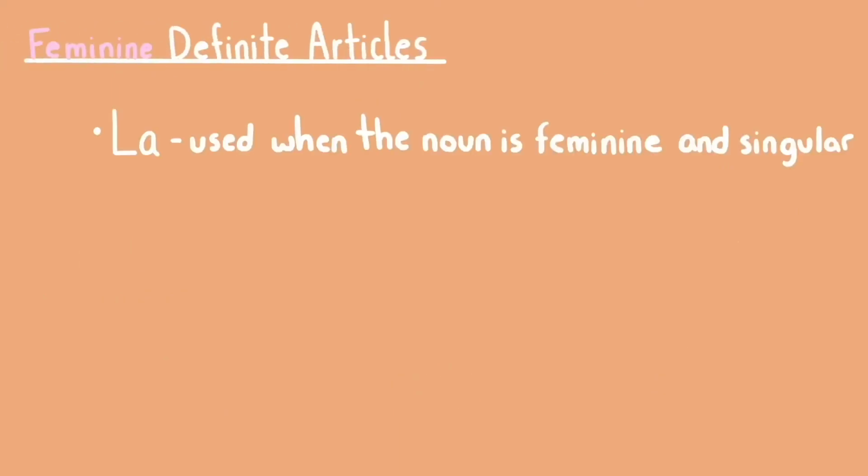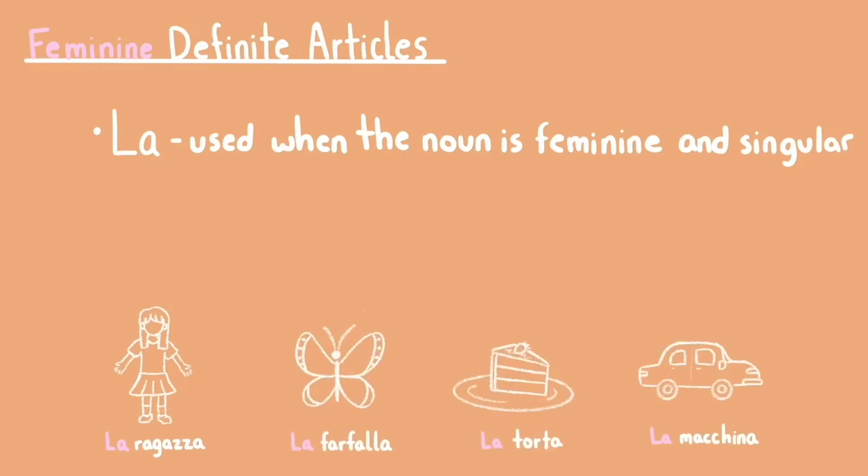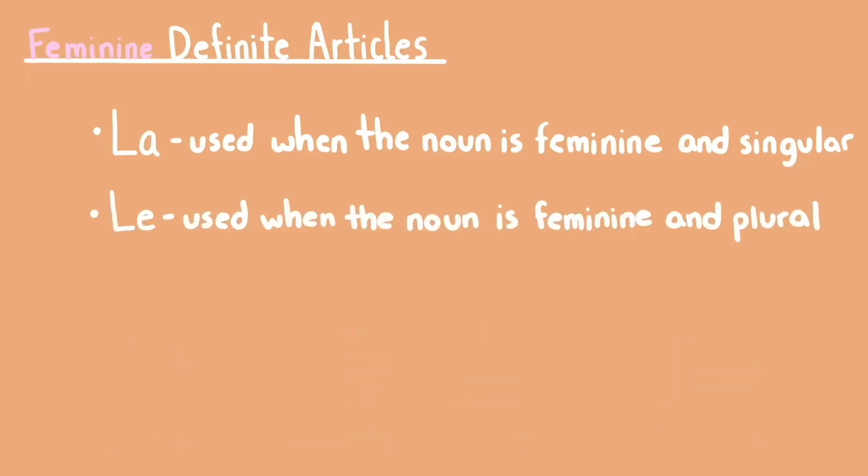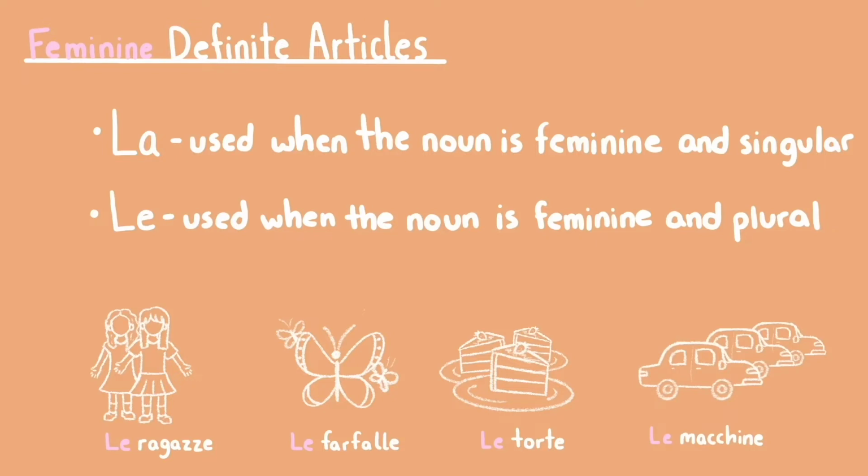Il, lo, l with an apostrophe, la, i, gli, le, and l. Feminine definite articles. La is used when the noun is feminine and singular. La ragazza, la farfalla, la torta, and la macchina. Le is used when the noun is feminine and plural. Le ragazze, le farfalle, le torte, and le macchine.